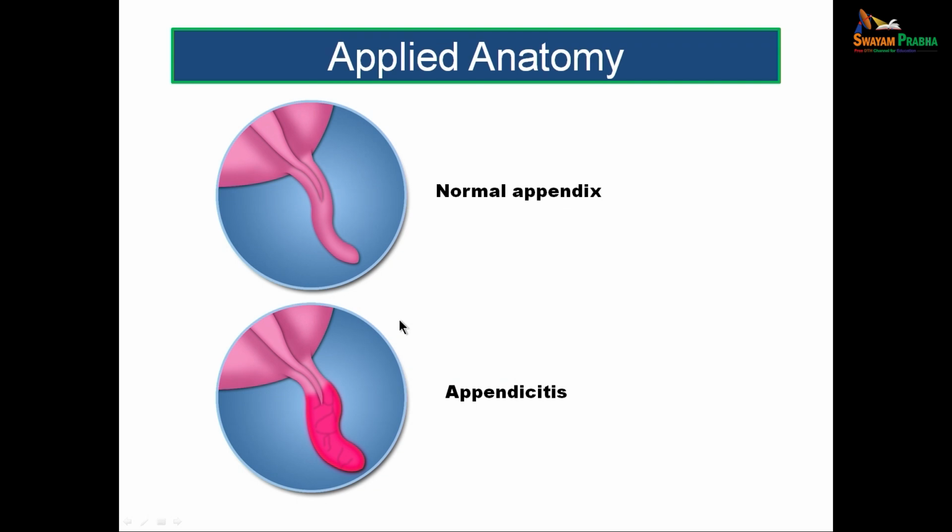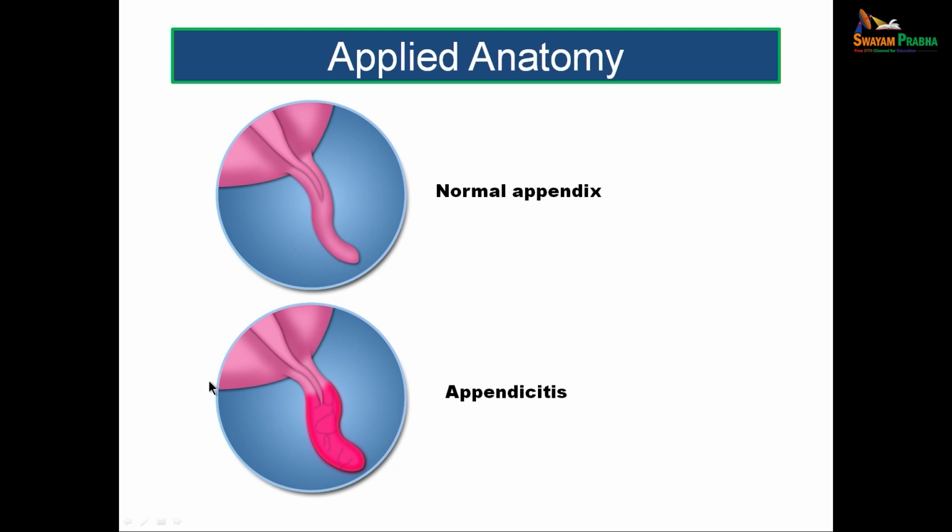Let us look at the applied anatomy of the appendix. Normally, the appendix appears like this with a narrow or obliterated lumen. When it is inflamed, it appears swollen and red in color with a lot of edema. This is how it appears when it is inflamed. Inflammation of the appendix is called appendicitis.